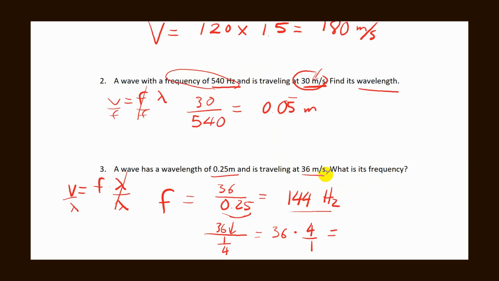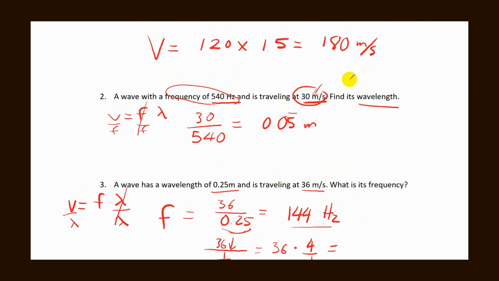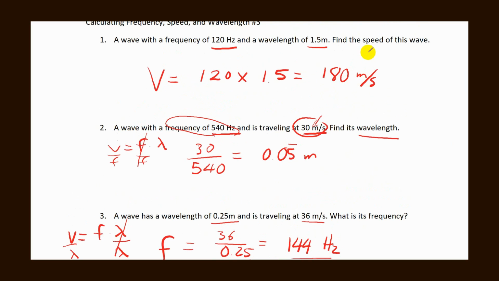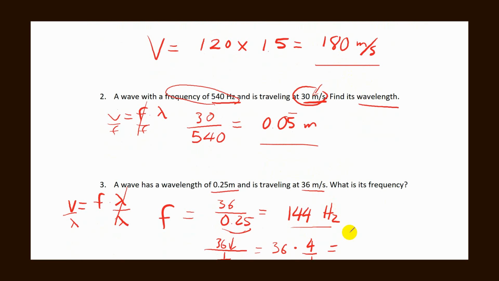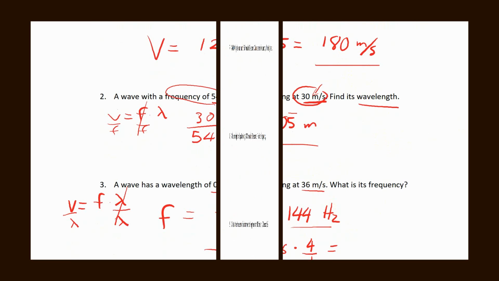And we just walked through 3 problems finding different missing variables. This one we looked at velocity. This one we looked at the wavelength, and this one we looked at the frequency. And let's go to the last one.